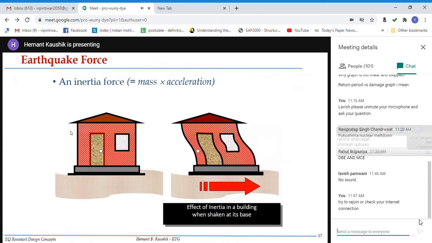Now, this is the earthquake force. Like I said, the inertial force is mass times acceleration. And the acceleration is acting at the base, obviously. So when the base moves, the top of the structure remains at the same location at that instant, and therefore you have that inertial force, right? After an instant, this will try to move, but then the force will reverse. So that is what happens during the earthquake.